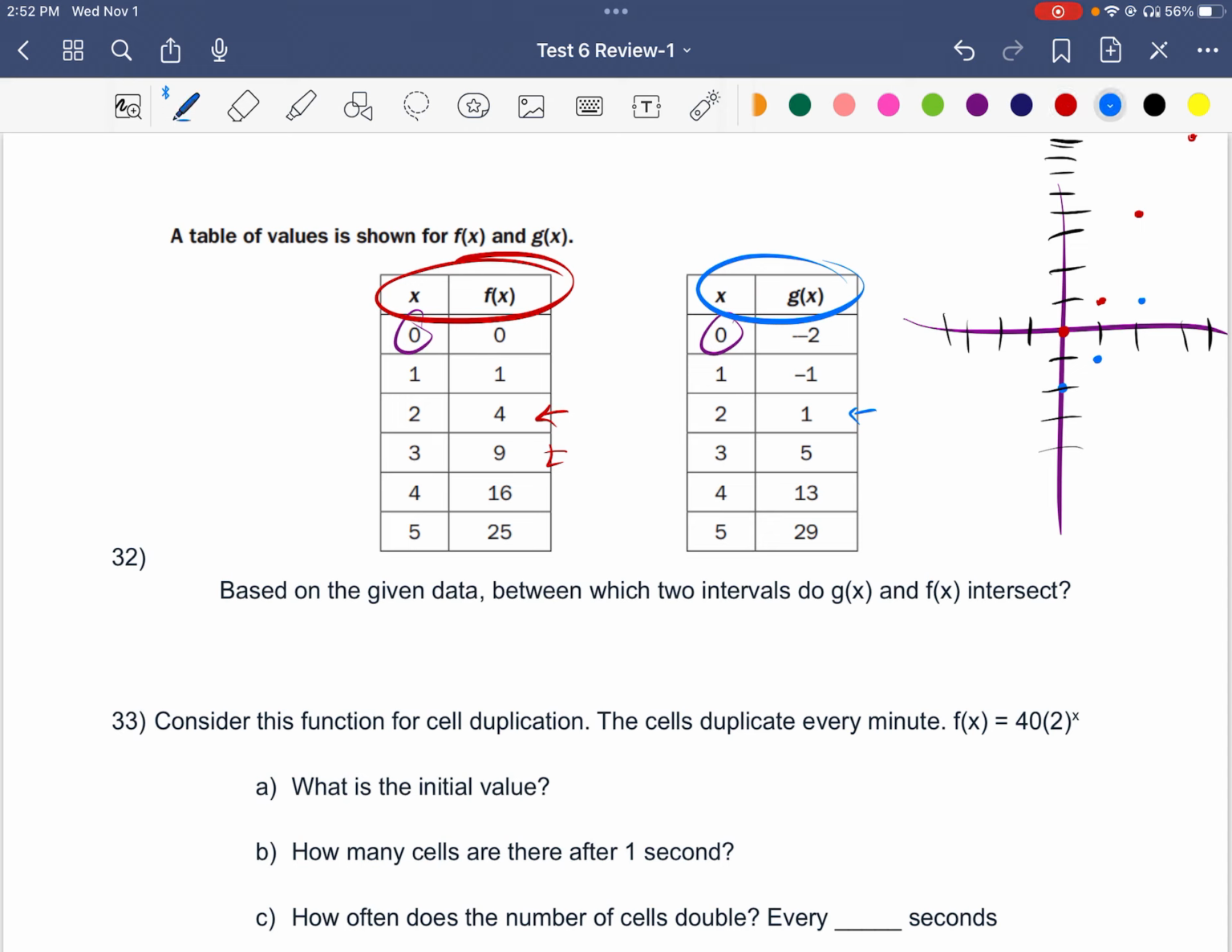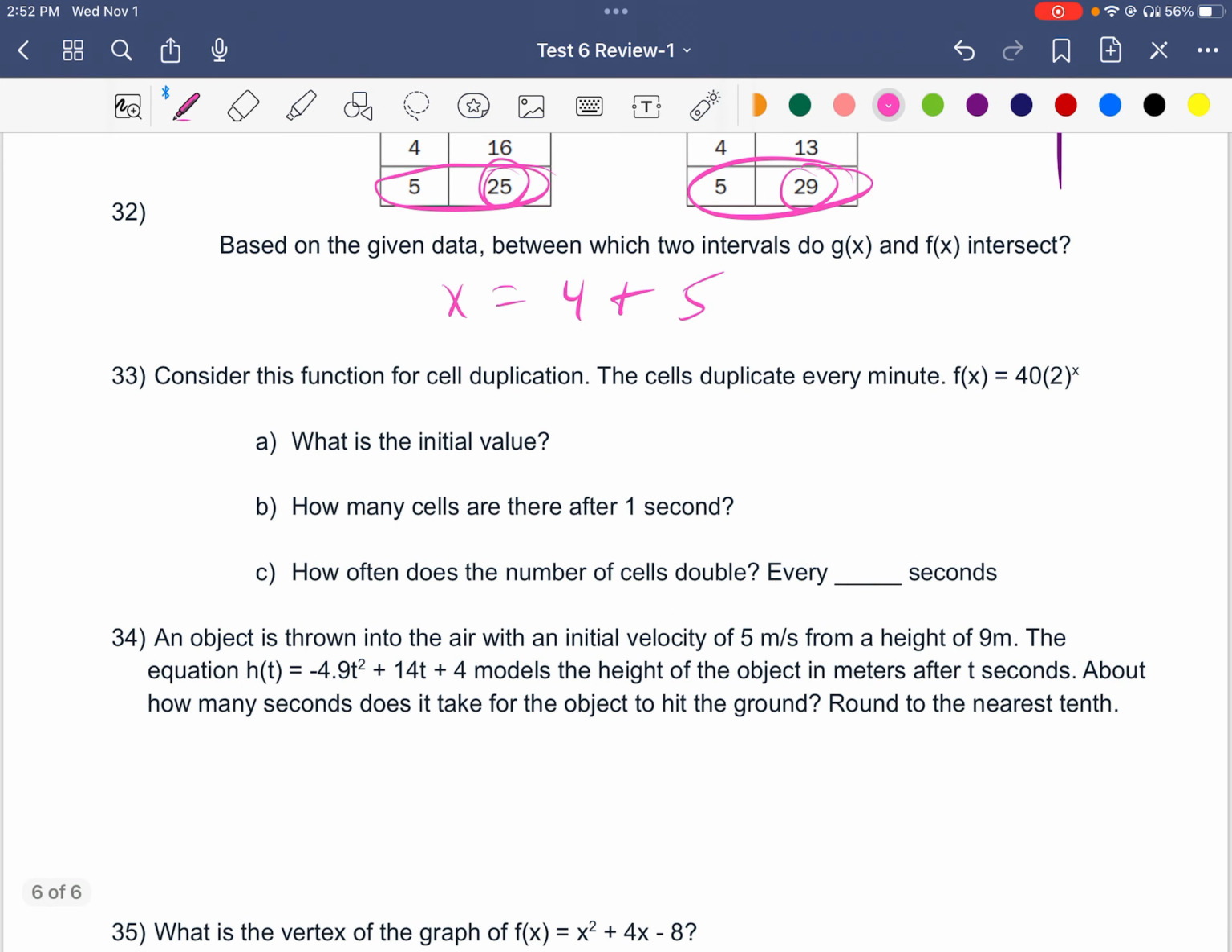For g of x, you can see when x is 3, the y value is 5. So this whole time, g of x is below f of x. But if I skip down here, when x is 5, suddenly the g value, the 29, is higher than the f value. That's the first time that happens. That means somewhere between 4 and 5, those two lines cross, because f of x went from being above g of x the whole time until x was 5. They crossed over.